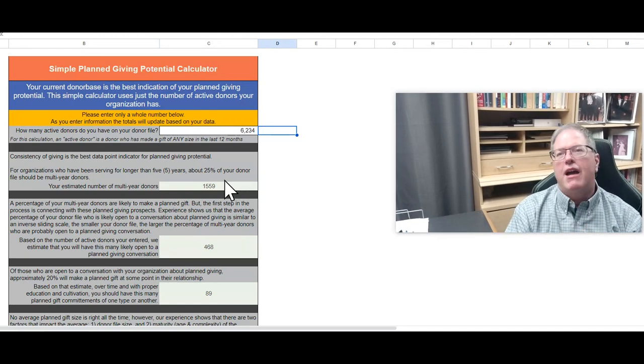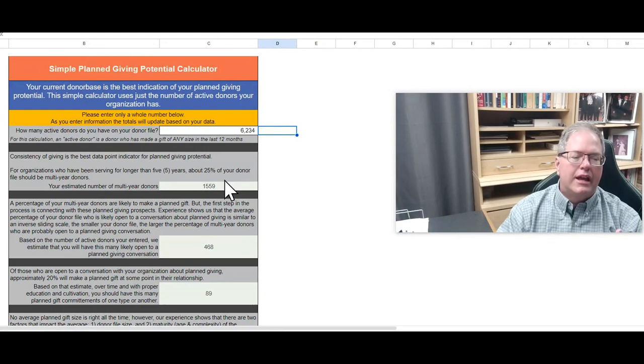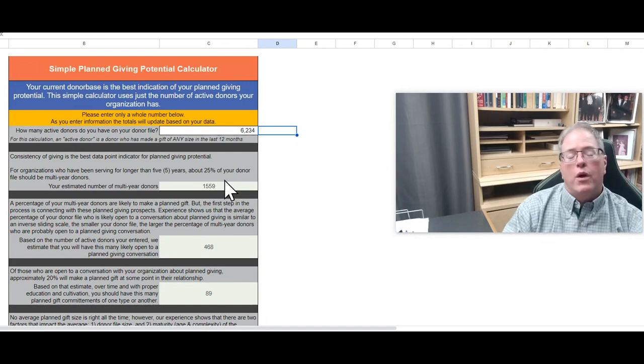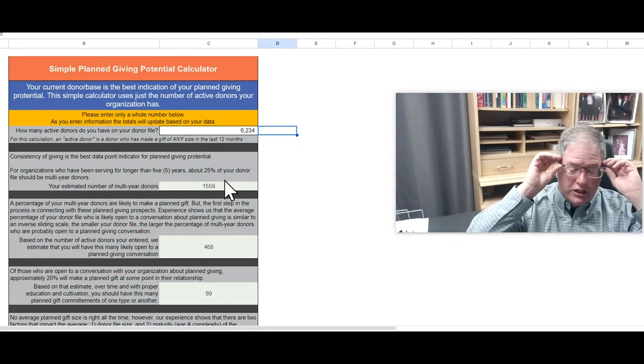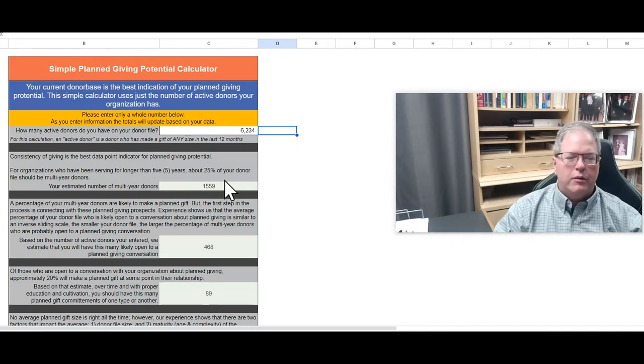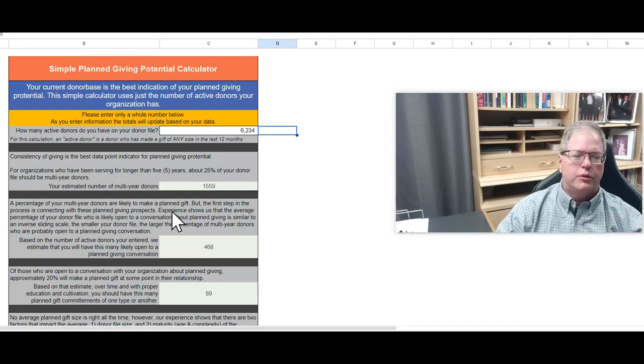Now for this first one, it's just simple and rough. We say if you've been around for about 5 years, we anticipate that about a quarter of your donor file are multi-year donors, the people who've given you more than one gift, in more than 1 year. Our estimate is about 25%. That holds out across the industry. It does vary, of course, but that's the number we're going to use for this. So if you have that number, we'll show you what to do with that.